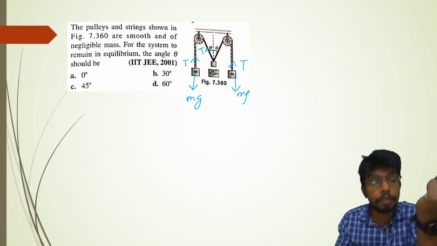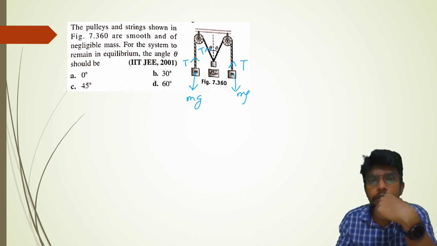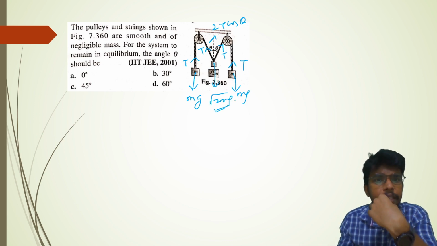So it's going to be same. If it is the string with mass, we need to integrate it to find out the tension. Anyway, T, and this side also it will be T, so effectively it's going to be like 2T cos theta in the upward direction, and in the downward direction it's going to be root 2 mg. It should be the case.